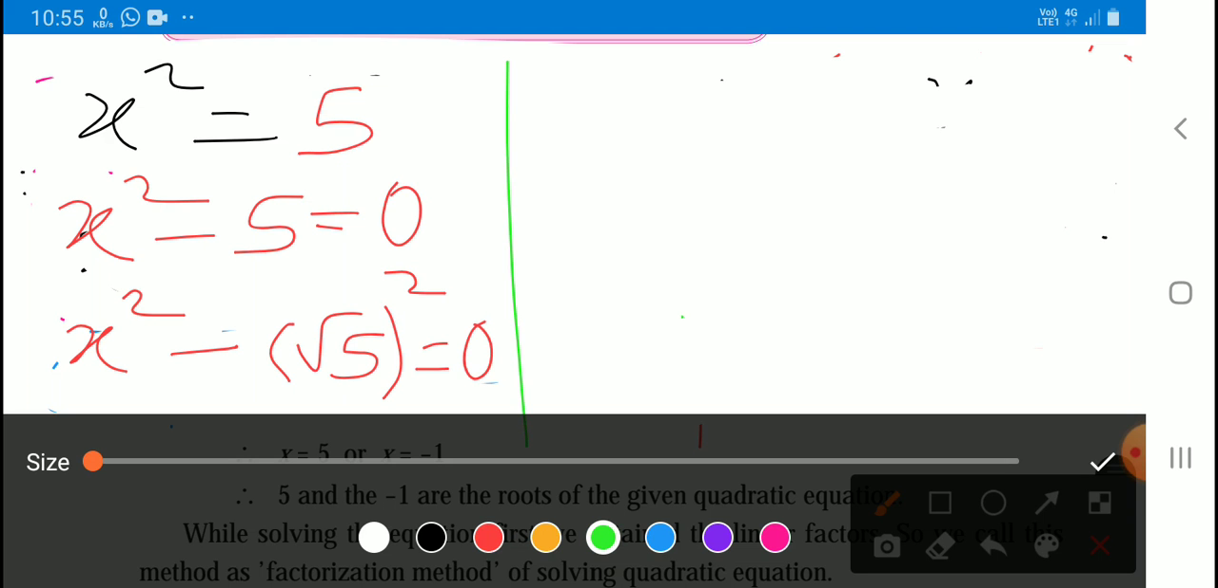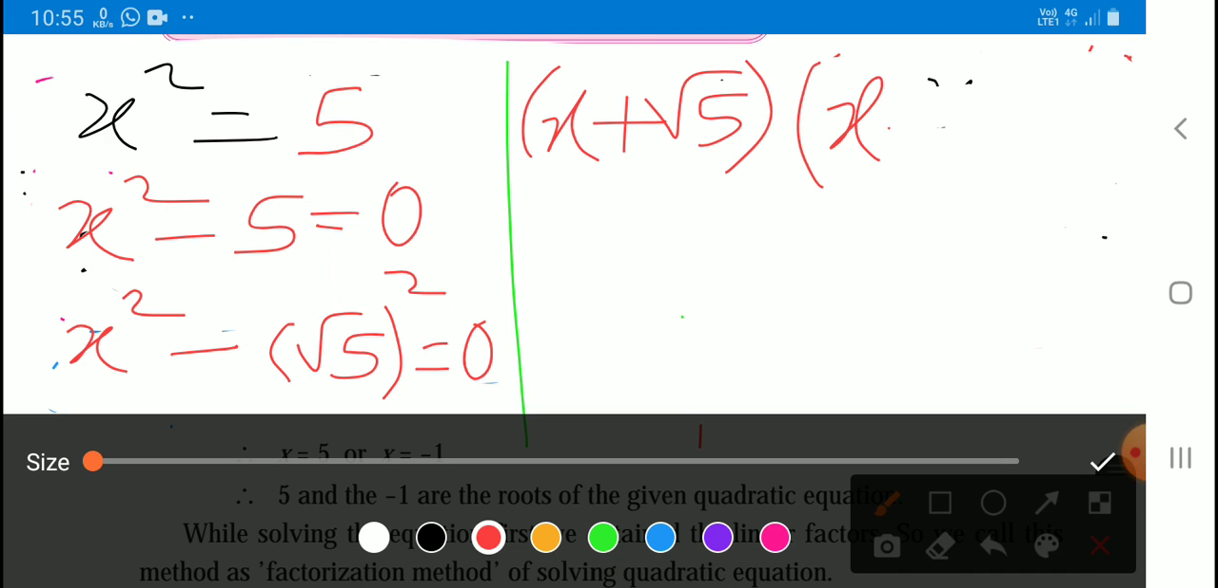Okay, now the next step. Here you can see both are squares and the expression is equal to 0, so you have to use the expansion formula, a square minus b square. So what is the answer of that? x plus root 5, another bracket, x minus root 5 is equal to 0.